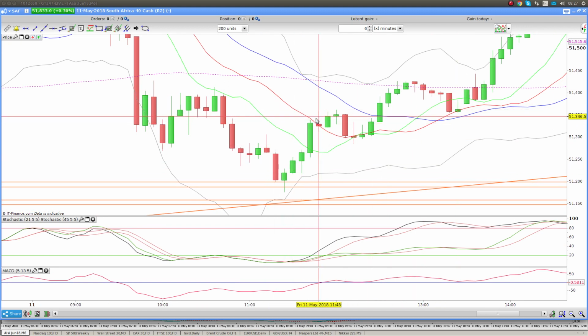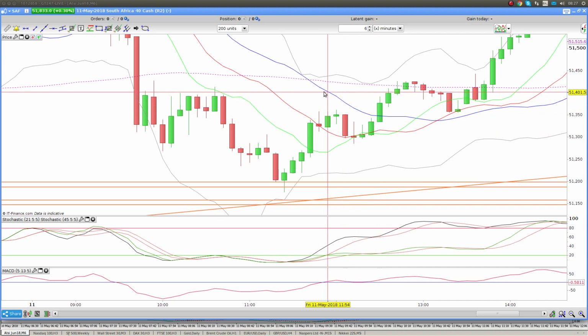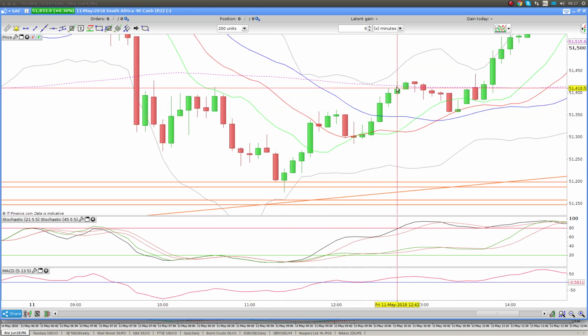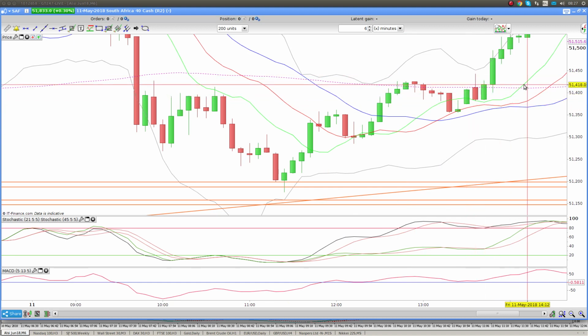So you can see here, we flirt with the alligator, we come back, we test it. We now break through the jaw, which is the blue line. Now I'm expecting a retest because you've got the 200 moving average. Comes back, it tests the alligator, bounces off, and now the alligator is all pointing to the upside.